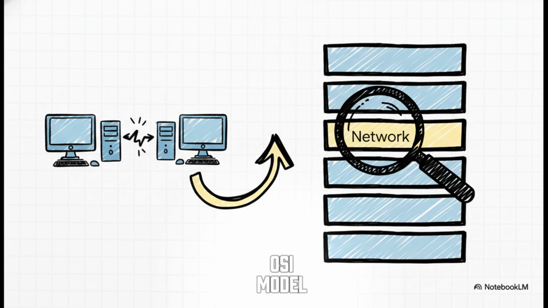The OSI model is the ultimate troubleshooting guide because it's so specific and breaks things down into 7 distinct steps. When something goes wrong, a network engineer can use it like a checklist. Is the internet out? Well, is the cable plugged in? That's a layer 1 problem. Can't get to Google? Maybe it's a routing issue. That's layer 3. The OSI model gives them a precise map to find exactly where the problem is.